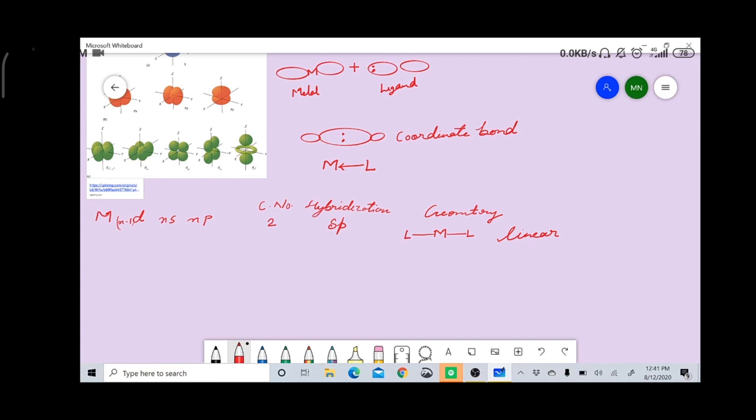When the coordination number is 3 in a complex, the hybridization is sp2. One s orbital and two p orbitals are involved. These three orbitals arrange themselves around the central metal ion in a trigonal planar arrangement. So the geometry of a complex with sp2 hybridization is trigonal planar.